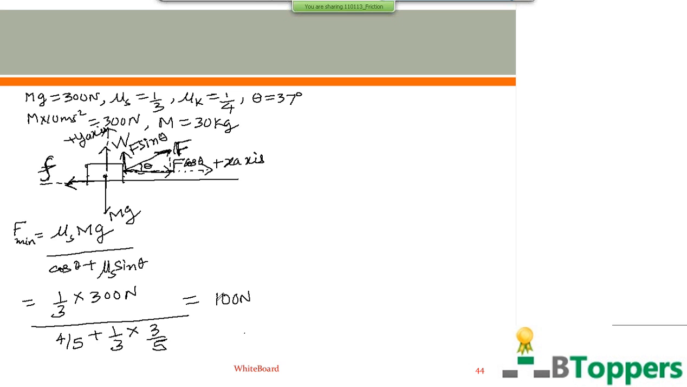As we have concluded, the block starts moving only when the magnitude of the pulling force applied on the block exceeds 100 newtons. But in the first part of the question, you are given that the magnitude of the pulling force is 80 newtons, which is less than the minimum pulling force required to start the block moving. Therefore, when a pulling force equal to 80 newtons is applied, the block will be at rest.